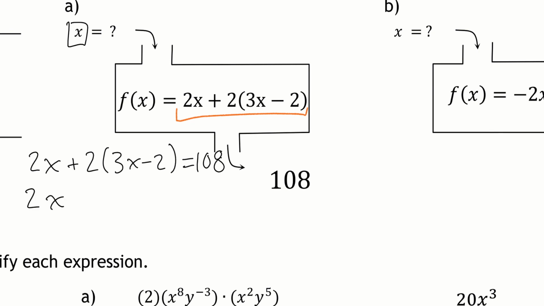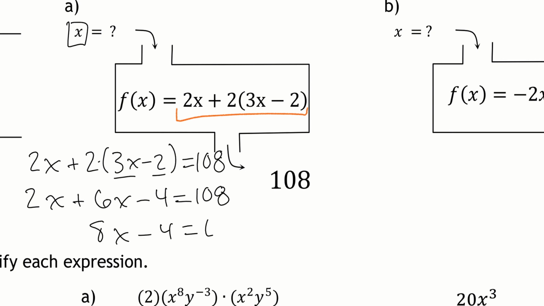This is going to be 2x plus 6 times x and then minus the number 4, and that equals 108. Let your eyes look at it and see what's happening here. I'm distributing this multiplication across the 2 terms inside the parentheses, right? I've got a term of 3x and a term of -2. When I combine my like terms now, I've got 8x minus 4 is 108.